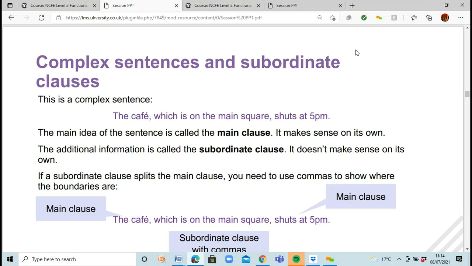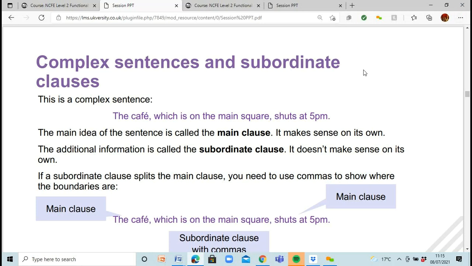So a subordinate clause is something that, if it's on its own, doesn't make sense. So the subordinate clause will sometimes split the main clause up. Just to make it more interesting, you could write, the cafe shuts at 5 p.m., which is on the main square, but that wouldn't make sense.